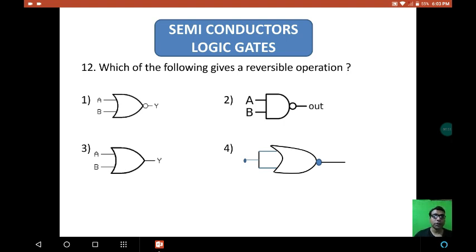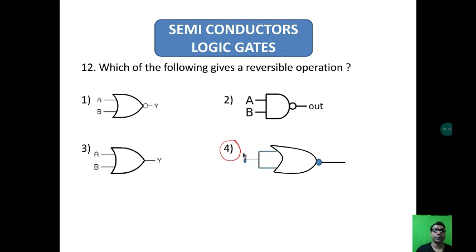The reversible operation is one in which we can easily trace out the input values by seeing the output values. So the NOT gate is the only gate here where we can easily get the input values by seeing the output values. So I think option 4 in this case is the right option.